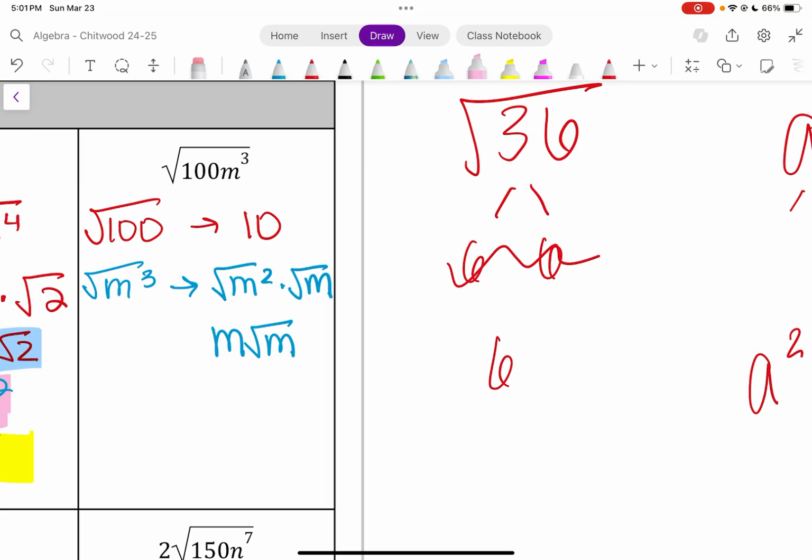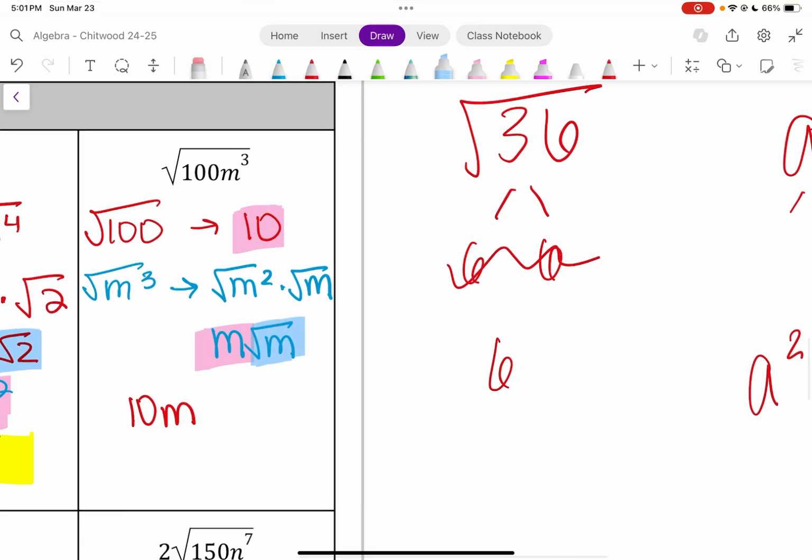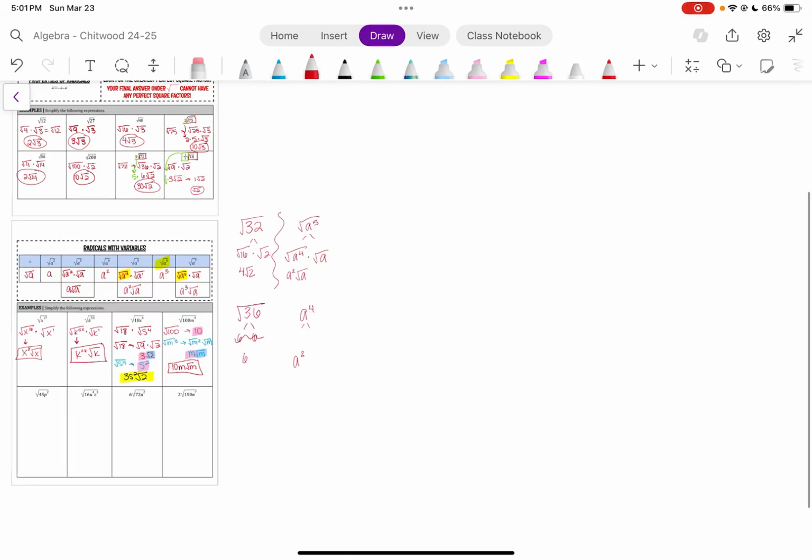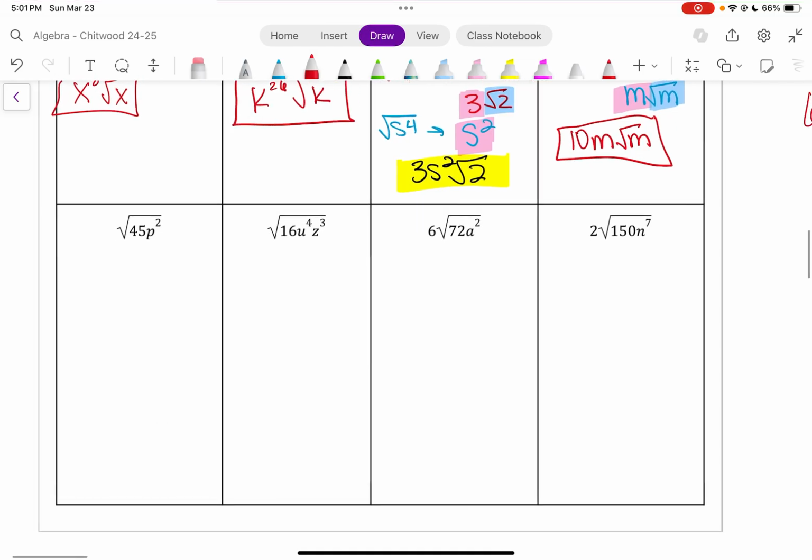Now we have to write our answer all together. The number or variable that is not under the square root goes first. So I have 10m. Then you can lastly write whatever is under your square root after, the square root of m. This is your answer. Okay. Go ahead and give these a try, and then pause this, and then we'll go over it.